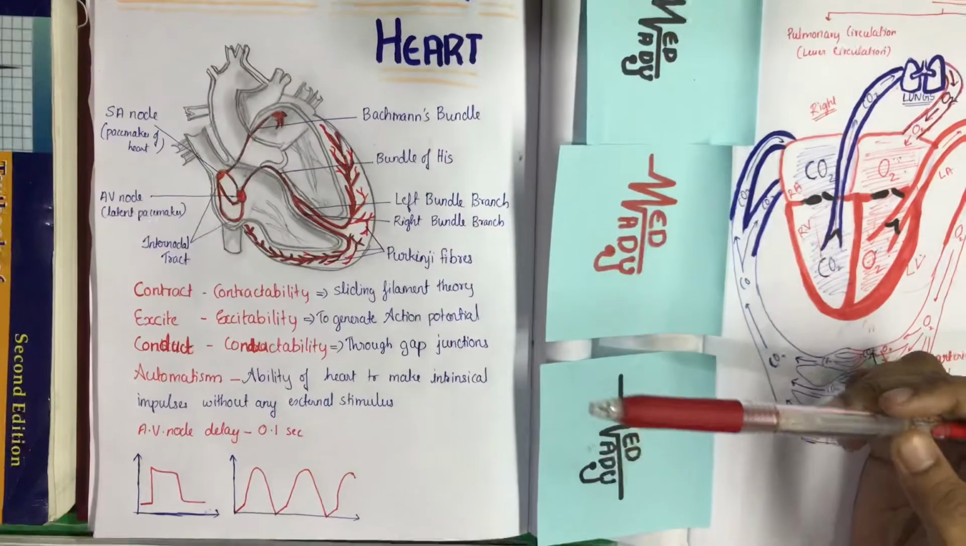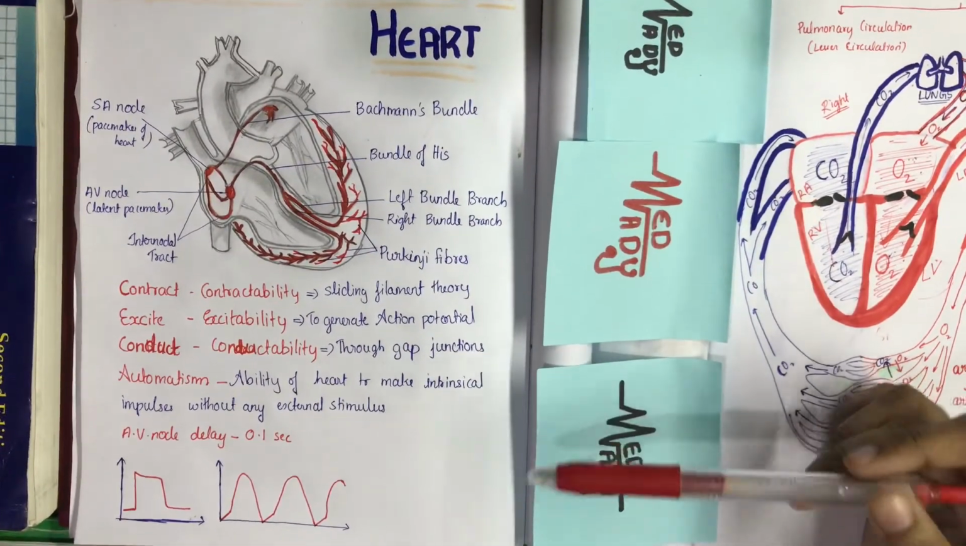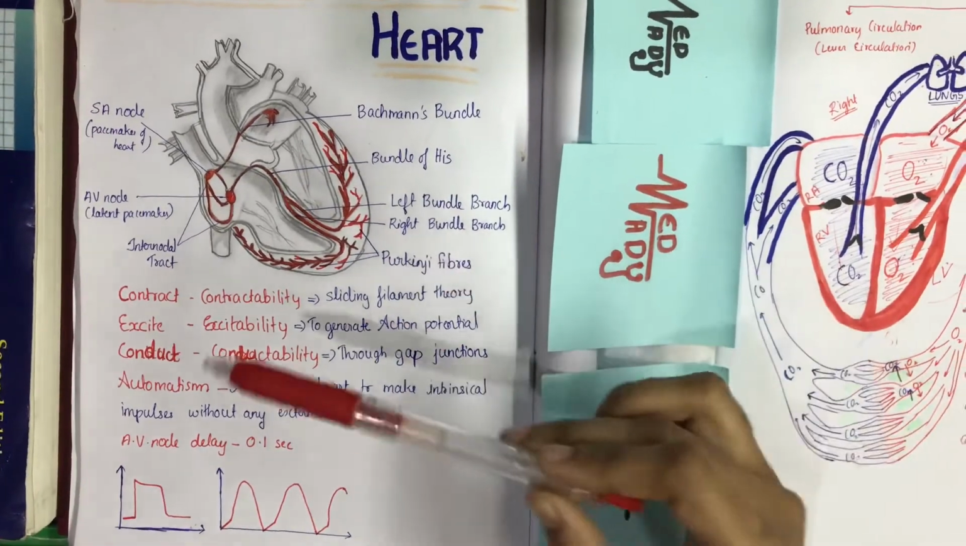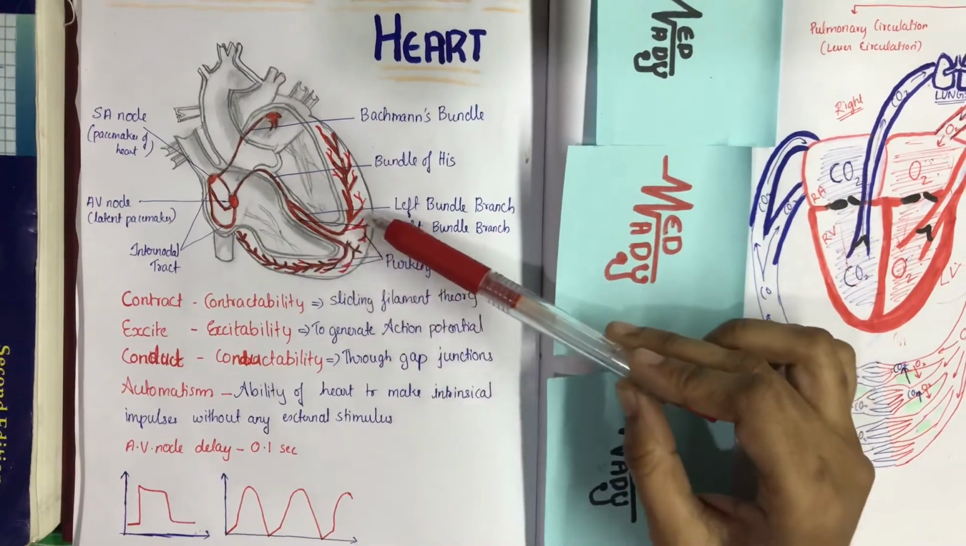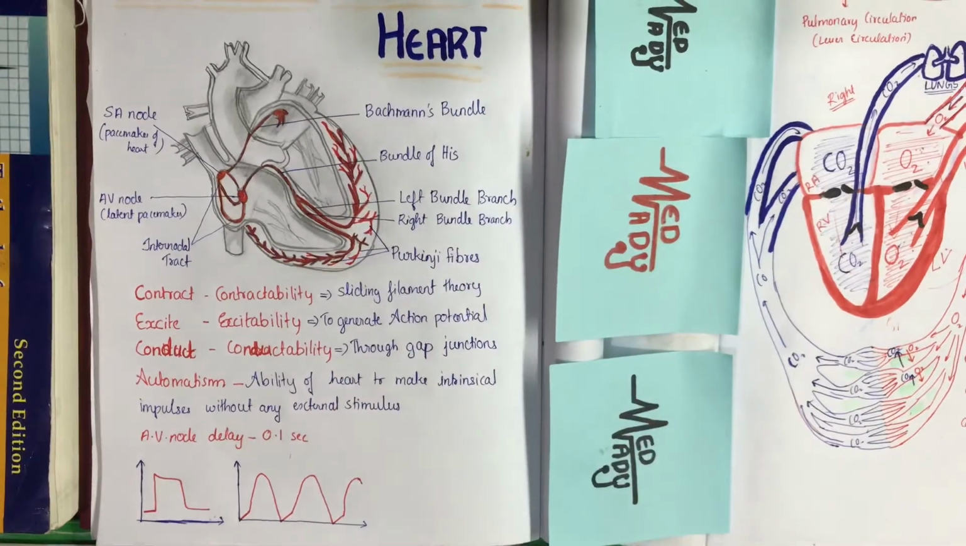We all know about excitable tissues like neurons. They have the properties of excitability and conductibility, but they don't have the property of contractibility. But our typical myocyte has all these three properties. So let's have a look at the graph.